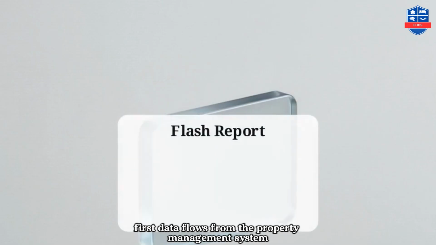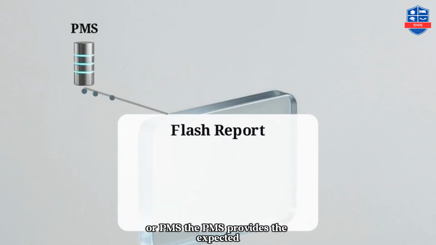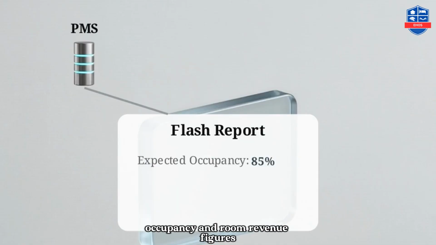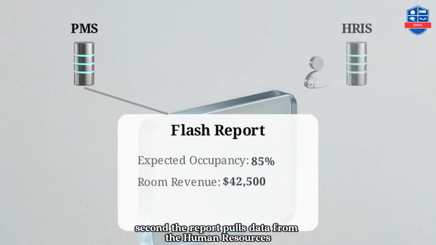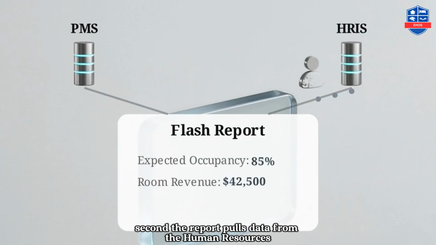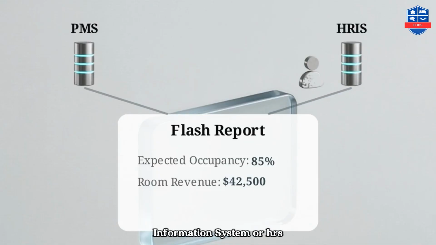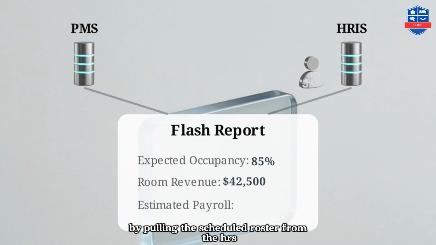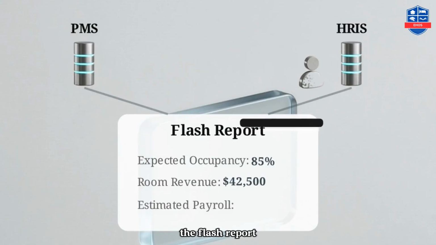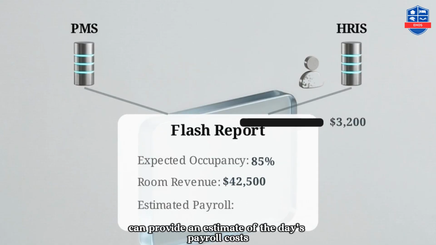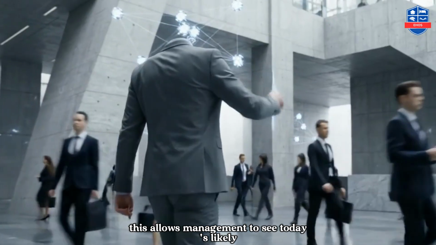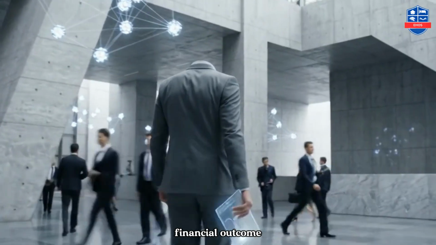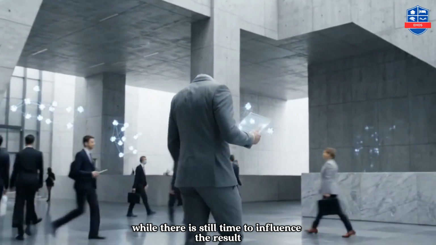The accuracy of these estimates depends on a strict methodology for extracting data from two primary systems. First, data flows from the Property Management System, or PMS. The PMS provides the expected occupancy and room revenue figures based on the current reservation manifest. Second, the report pulls data from the Human Resources Information System, or HRIS. By pulling the scheduled roster from the HRIS, the Flash Report can provide an estimate of the day's payroll costs before the shifts even begin. This allows management to see today's likely financial outcome while there is still time to influence the result.